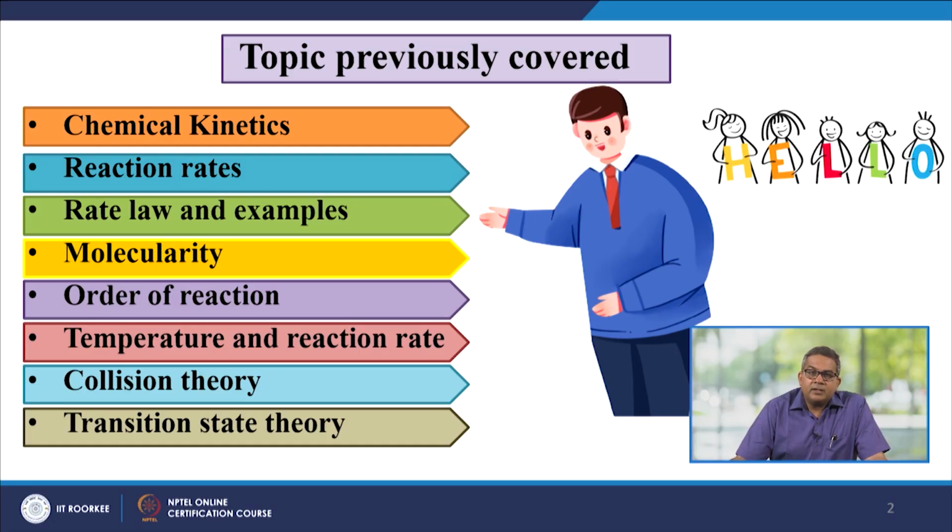Now, the topics which we have covered previously: we discussed chemical kinetics, reaction rates, the rate law, examples, molecularity, order of the reaction, temperature and reaction rate, collision theory, transition state theory. All those things we discussed a lot.